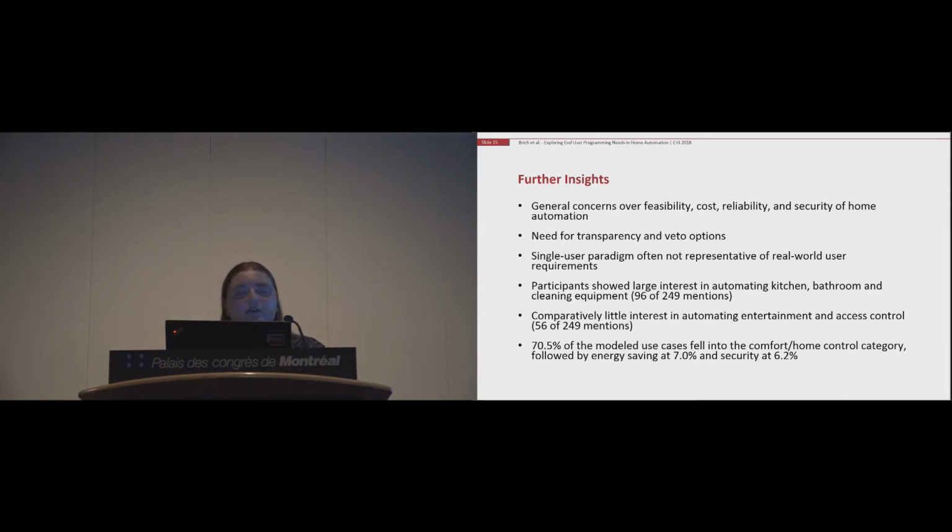And to just give you an idea of the proportions, about 70% of the modeled use cases fell into this home comfort control, automating chores kind of category. The follow-up is energy saving at a measly 7%, and only in third place there is security with about 6%. The reason for this was given by our participants, that they wouldn't trust security functions, and in a manner of speaking, if they had to control it anyway, they might just do it in the first place.